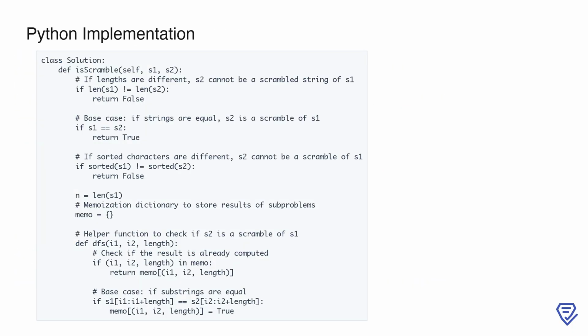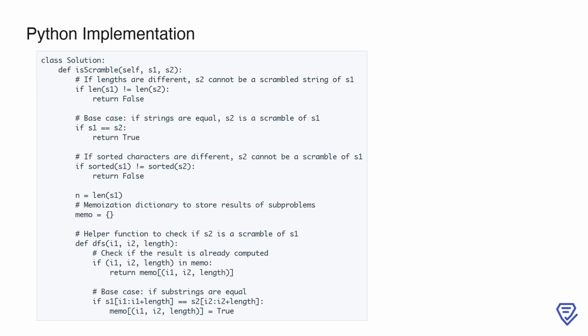Here, we start with the Python implementation of the Scramble string problem. The method isScramble begins by checking two simple base cases. First, if the lengths of the two strings s1 and s2 are not the same, we can immediately return false because it's impossible for them to be scrambled versions of each other. Next, if the strings are already identical, we know s2 is a scramble of s1, so we return true.